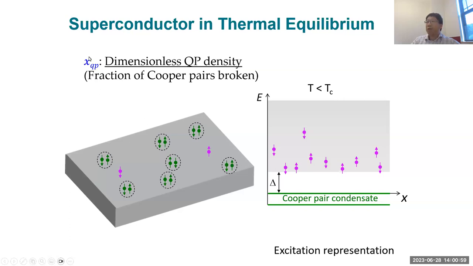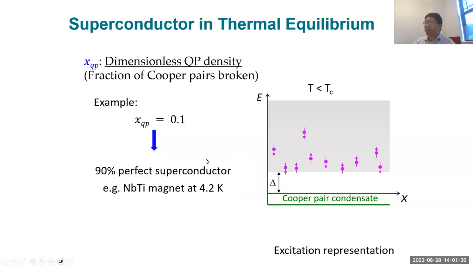But if you do have quasi-particles, we usually use the quantity XQP to represent their density. It's a dimensionless number that represents the fraction of Cooper pairs that is broken. In the excitation representation, the ground state of your superconductor is a Cooper pair condensate, and every quasi-particle must contain at least the energy delta, the superconducting gap energy. These quasi-particles are elementary excitations in the superconductor. Just to be comfortable with these numbers, an XQP of, let's say, 0.1 means you have a 90% perfect superconductor. If you do the math for a niobium nitride magnet at 4 Kelvin, you compute the temperature, and that roughly gives you an XQP of 0.1.